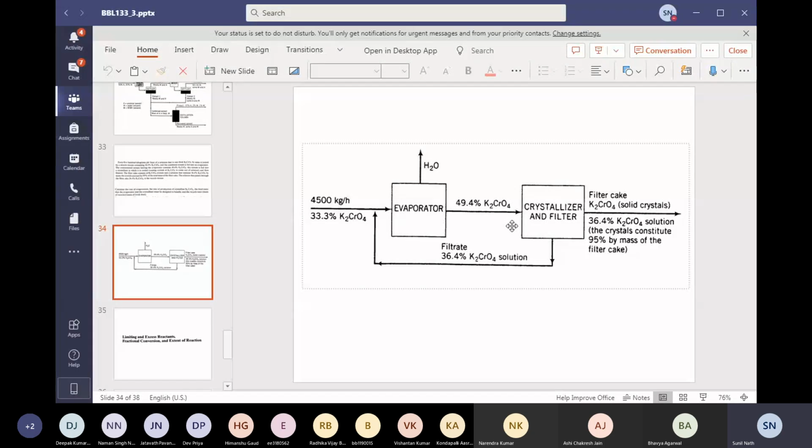So R was the recycle stream in kg per hour. So R times 0.3636 gives me another equation. So 0.494 times F into the crystallizer is whatever you got, capital C, a little less than 1500, plus 0.3636 times the solution, capital S, plus R times 0.3636. And of course, you have the overall balance that F is equal to R plus C plus S. So you can solve them simultaneously and you will get all the variables.